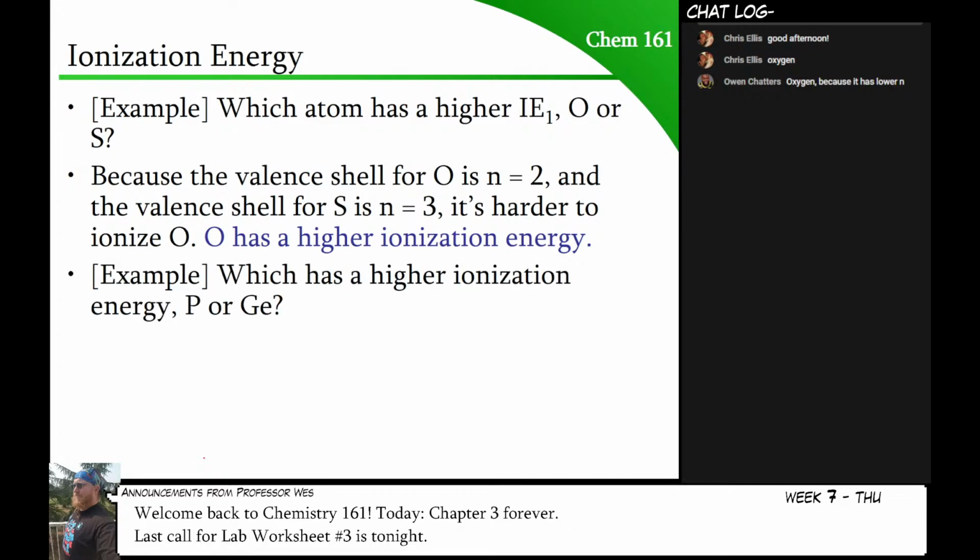All right. Which has a higher ionization energy, phosphorus or germanium? You'll notice that I've given you a diagonal pair here, but it should be still relatively easy to predict which one has the higher ionization energy. So go ahead and do that. I'll give you another minute to figure it out.